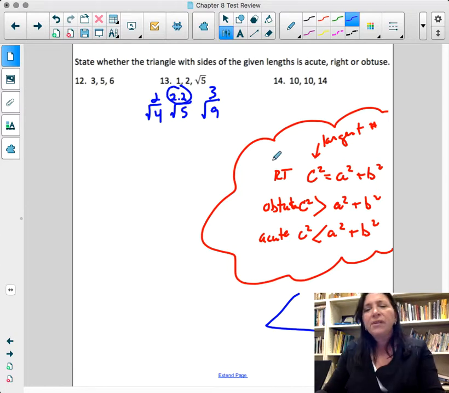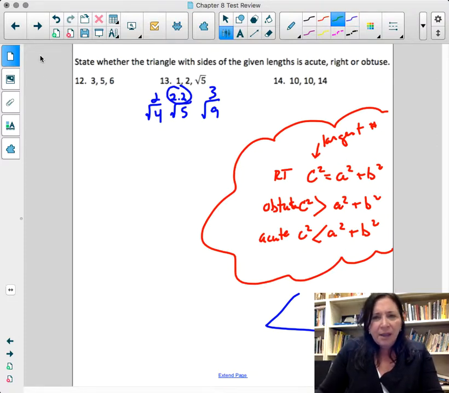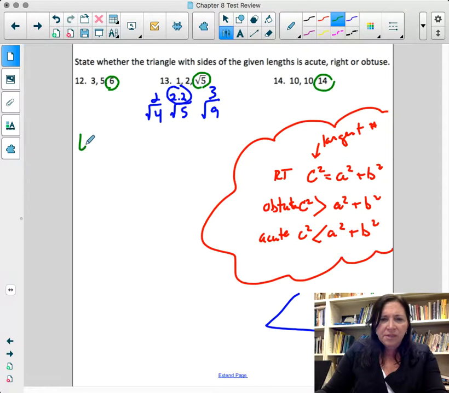Okay, so all of these are triangles. Now we just need to find whether they're right, obtuse, or acute. So what we're going to do is ask, where's my biggest side? 6. Where's my biggest side? This is 2.2, so it's got to be this. Biggest side is here. Okay, so we're going to go 6 squared.